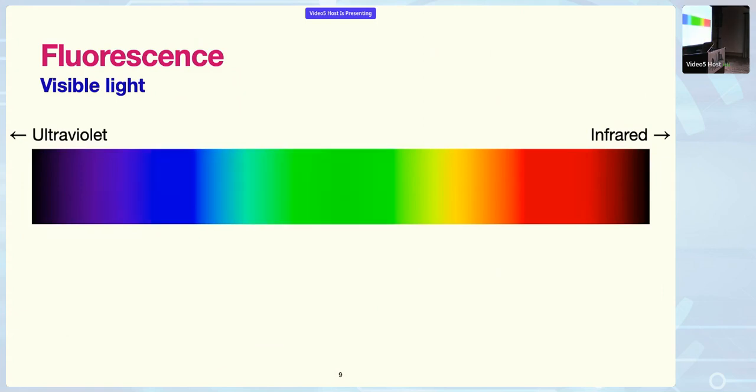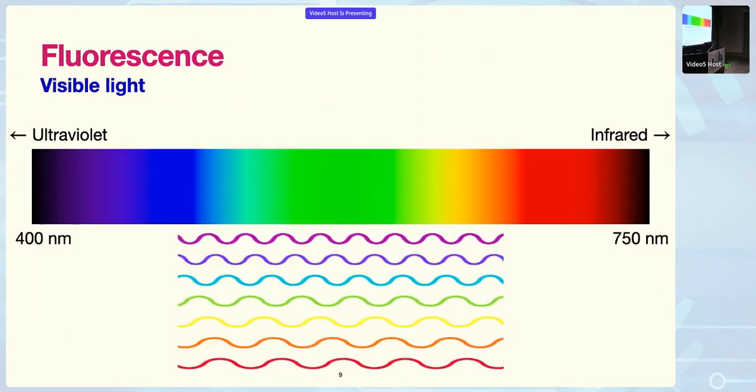So this is the spectrum of visible light. And it ranges from purple to red, and each color corresponds to a certain amount of energy, also reflected by a wavelength. So, for instance, the purple light has a shorter wavelength, so a higher amount of energy than, for instance, red light with a longer wavelength, so less energy.